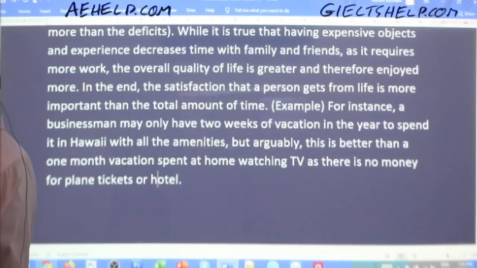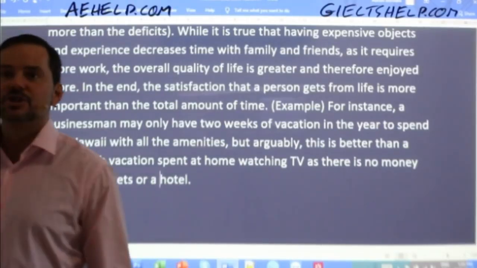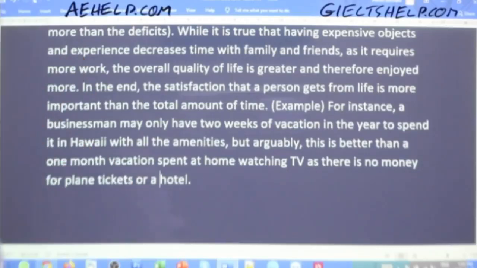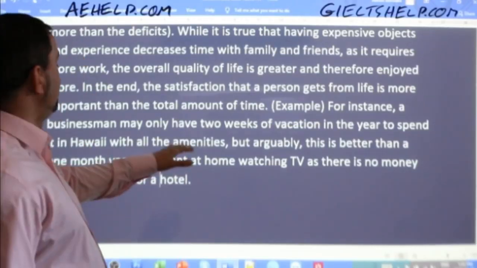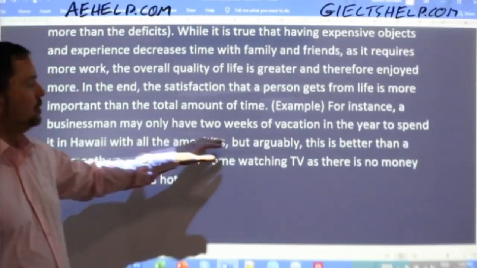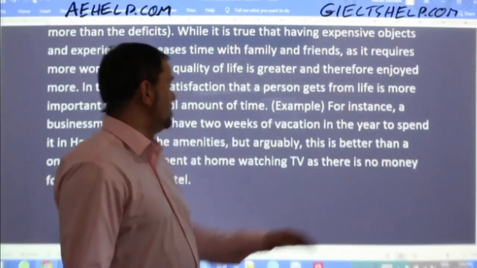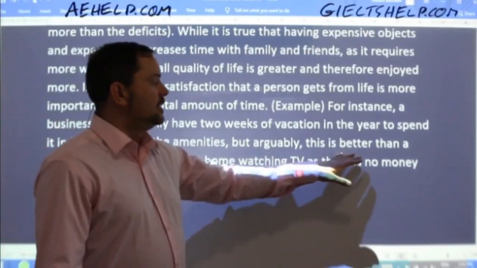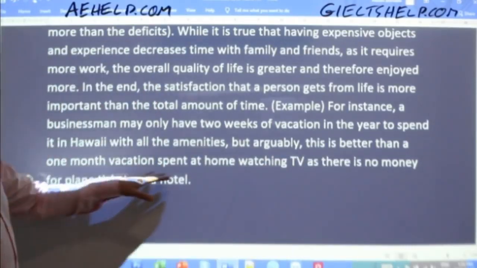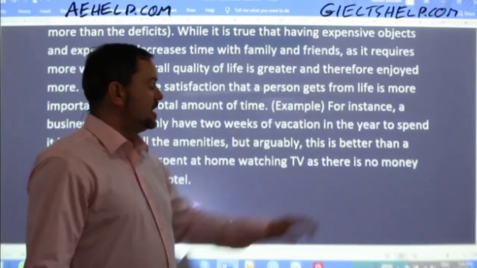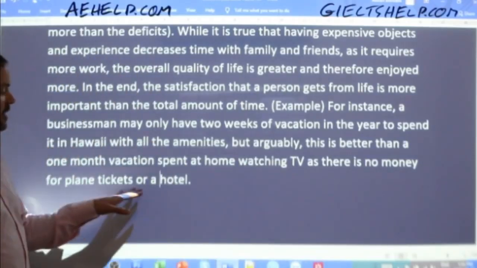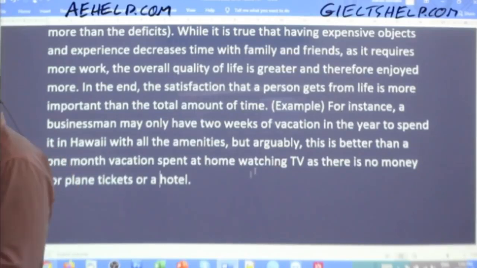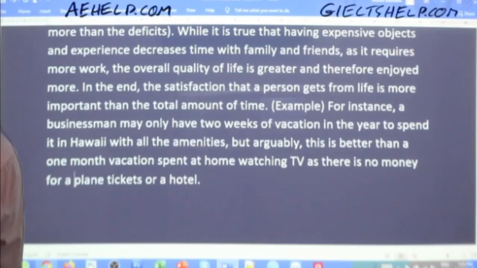All right. So again, very, very visual, right? Here we go. My example, for instance, a businessman may only have 2 weeks of vacation in the year to spend in Hawaii with all the amenities, but arguably this is better than a 1 month vacation spent at home watching TV, as there is no money for a plane ticket or a hotel. Okay, so I think we've all now visualized exactly what I'm talking about.